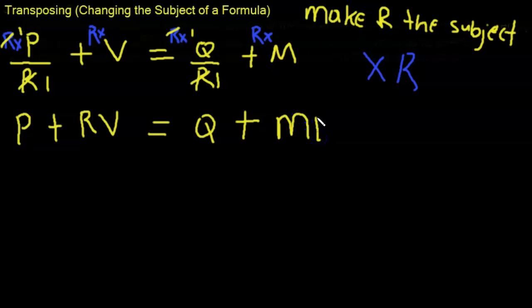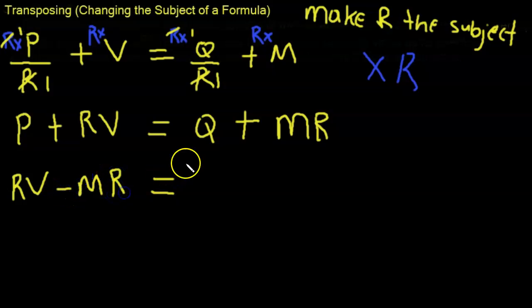Now note what we have now. We have R in two separate terms. And when that's the case, we need to group all the R in one place. So we have RV, and then we group with this MR. It becomes minus MR. Over here we have Q, so we bring forward Q. We group with this P, it's minus P.